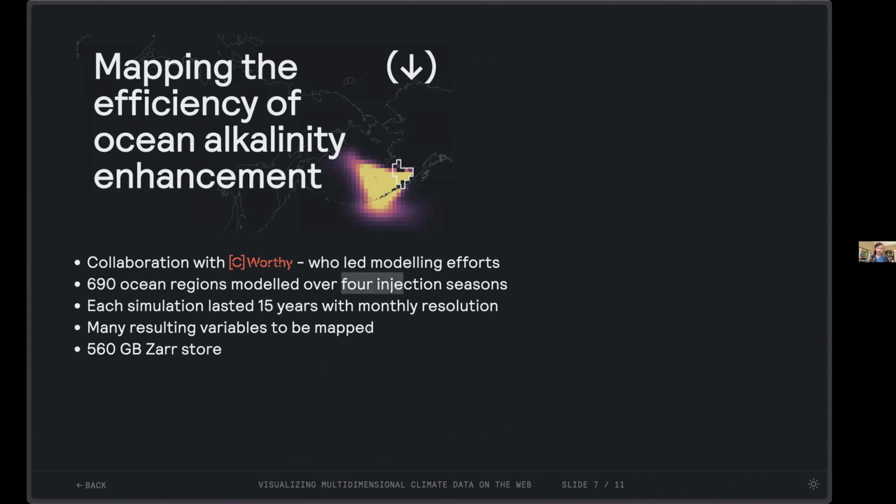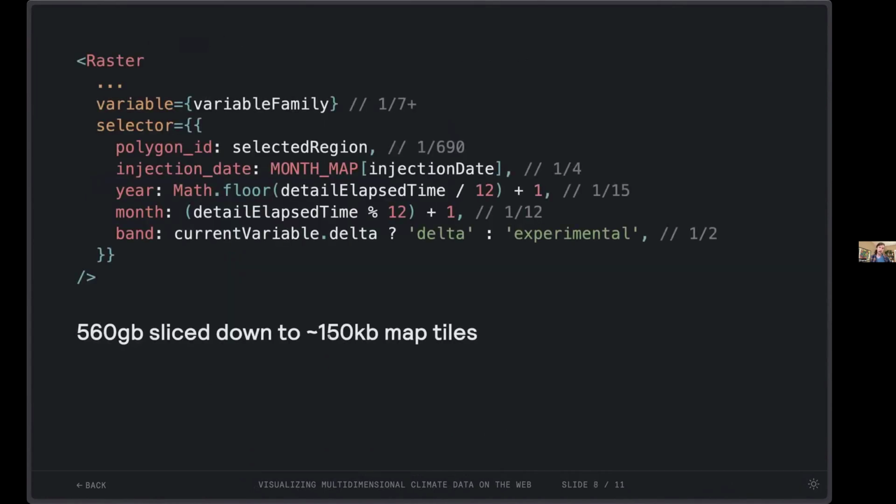So different seasonality was accounted for there, and a bunch of different variables, and it comes out to a big old ZAR store. And so, how do we get this half a terabyte of ZAR on a performant web map is our challenge. So that raster component for this is a little more complicated.